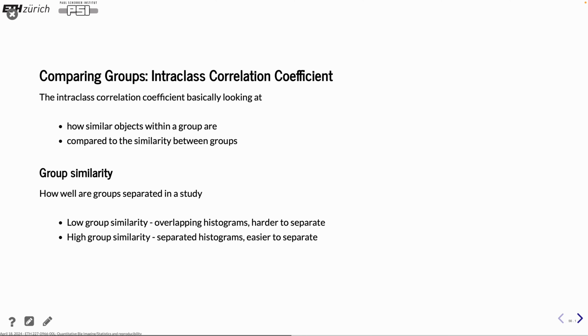So now we want to compare different groups using the so-called intra-class correlation coefficient. It's basically looking at how similar objects within a group are, compared to the similarity between the groups. And in-group similarity, we can see how groups are separated. So low group similarity means overlapping histograms, and they are harder to separate for a segmentation algorithm, for example. With high group similarity, the histograms are separated, and it's also easy to segment.